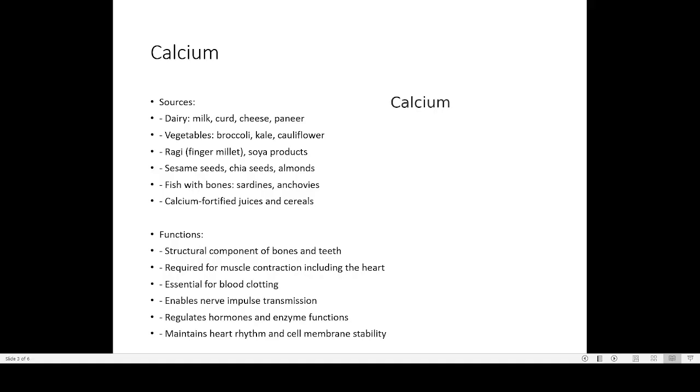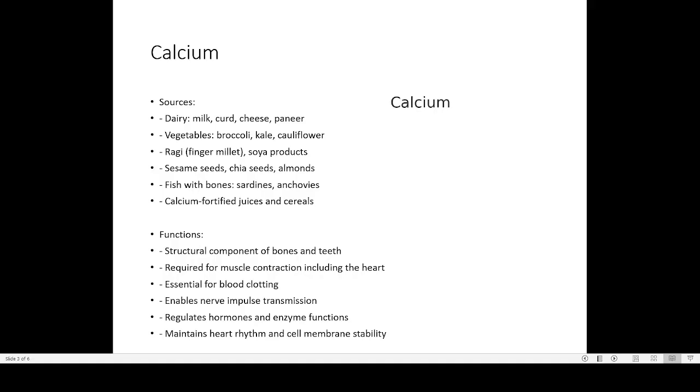Then, calcium is also very much needed for blood clotting. Another is nerve impulse transmission, which is also under the control of calcium. So calcium is very important for muscle contraction as well as the transport of nerve messages.